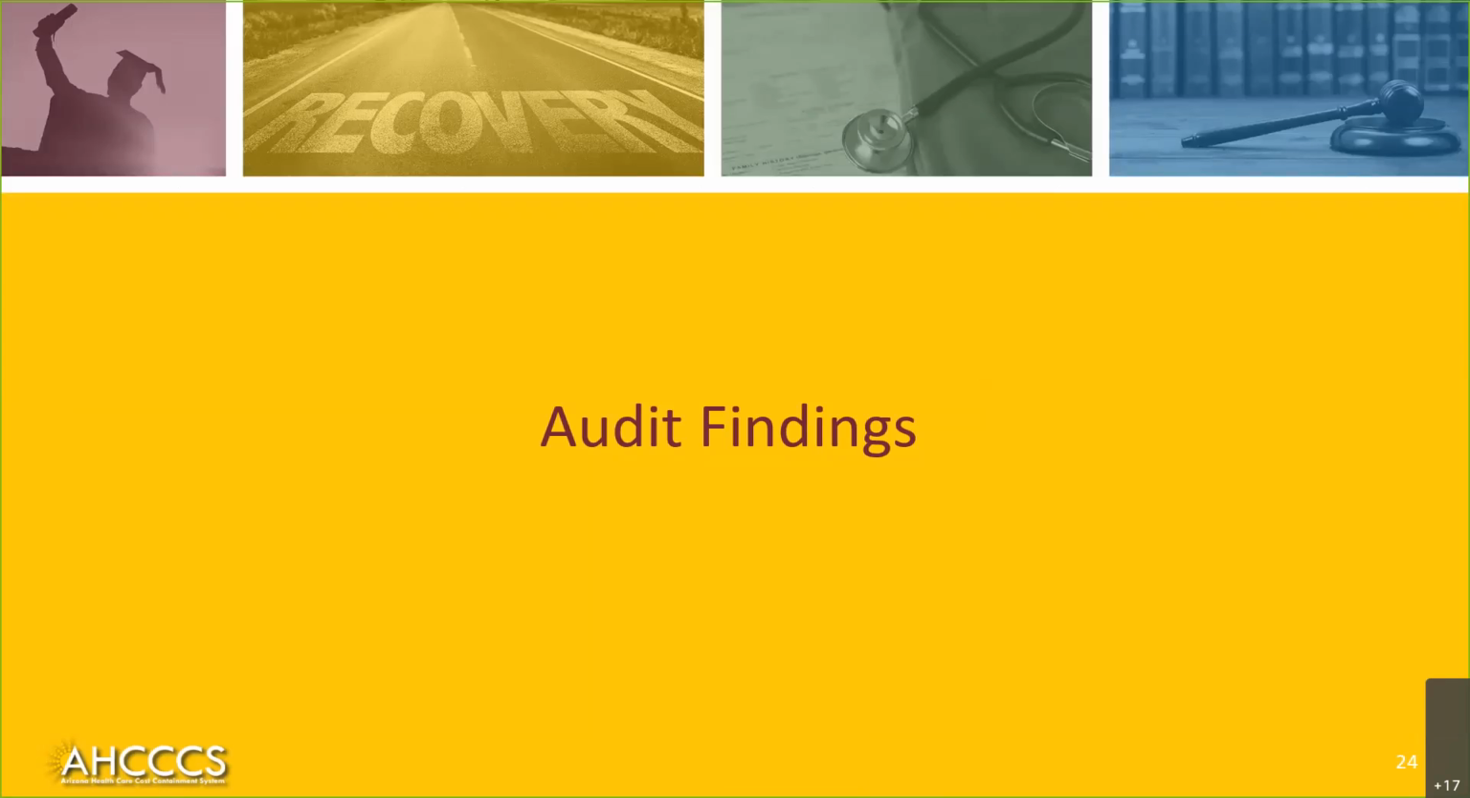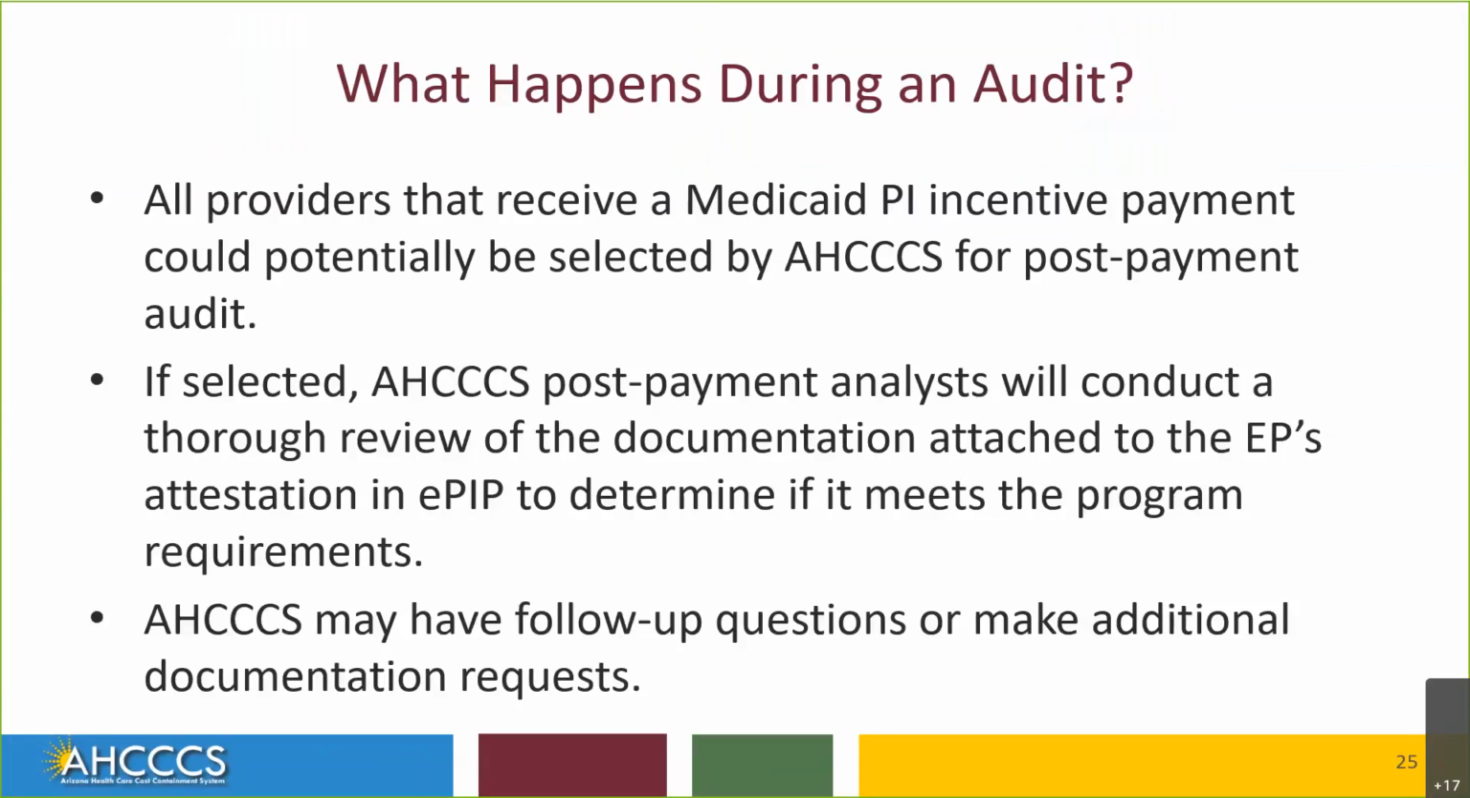Okay. So let's discuss some audit findings, what is most likely to be discovered during our SRA audits, and then what happens during an audit. All providers that receive a Medicaid PI incentive payment could potentially be selected by Access for post-payment audit. If selected, Access post-payment analysts will conduct a thorough review of the documentation attached to the EP's attestation and EPIP to determine if it meets the program requirements. Access may have follow-up questions or make additional documentation requests depending on how your SRA is documented.